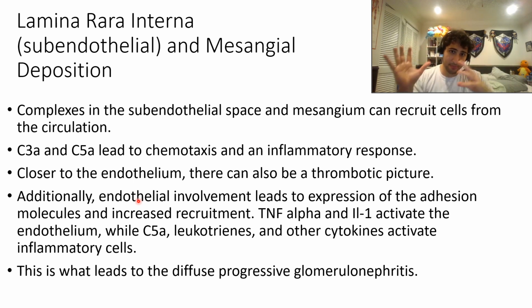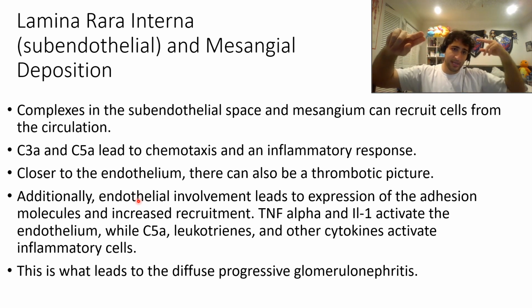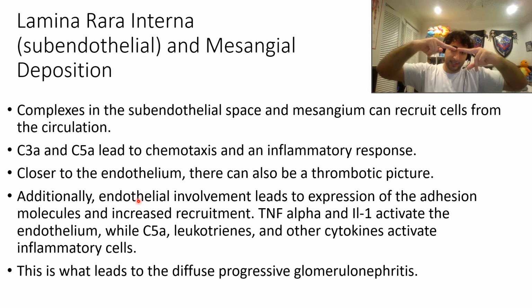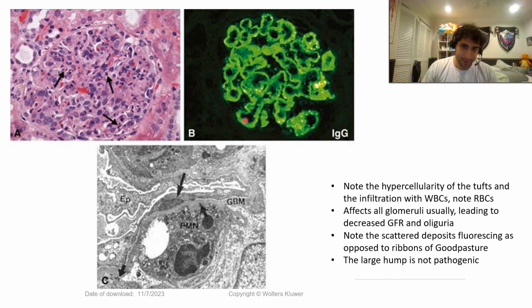All the cytokines you learn in pathology are going to activate the inflammatory cells. So the inflammatory cells get activated, the endothelium is activated, and that leads to bad outcomes. And that's called diffuse proliferative glomerulonephritis. I want you to notice the hypercellularity of the tufts and how the white blood cells have infiltrated. I want you to notice the red blood cells. That's why we don't get blood with nephrotic syndrome. We're all the way up at the filtration barrier, and there's going to be kidney injury and possibly renal failure, but we're not going to get blood or an active urine sediment.